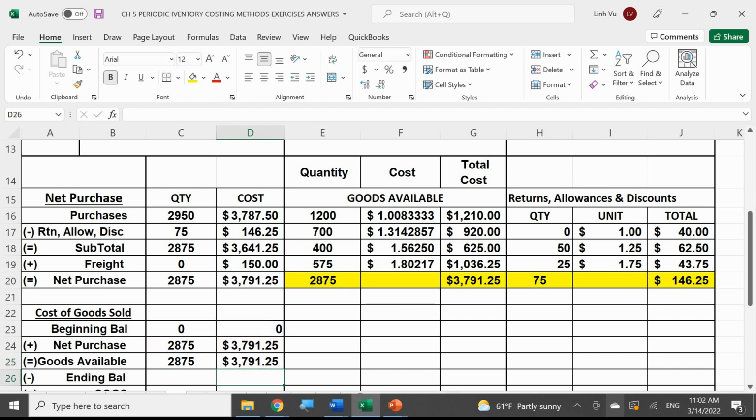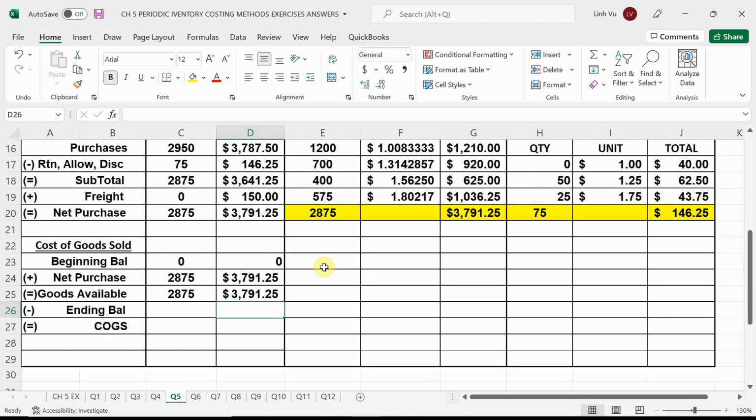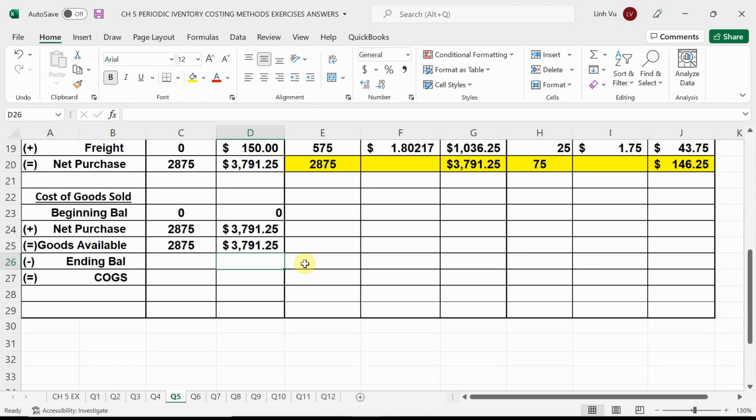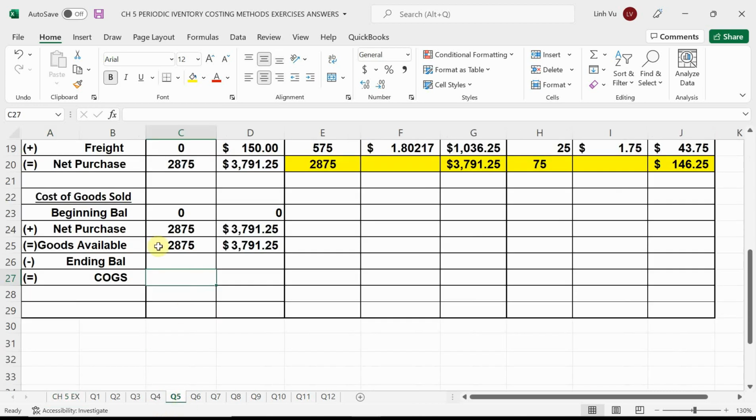3,791.25, which we know to be up here. We already compiled it up here. Okay? So then let's see what is next. We need to solve for our total cost of goods sold. Because here ending inventory is 1,500 units. So 1,500. Okay. So how many items in grand total did I sell?